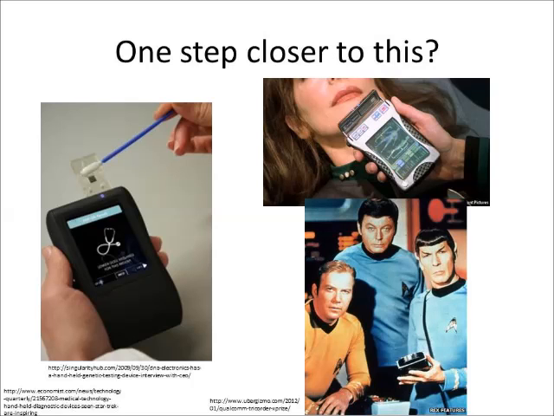So I guess the question is, are nanotechnology-enabled devices like this bringing us one step closer to devices like this? Thank you.